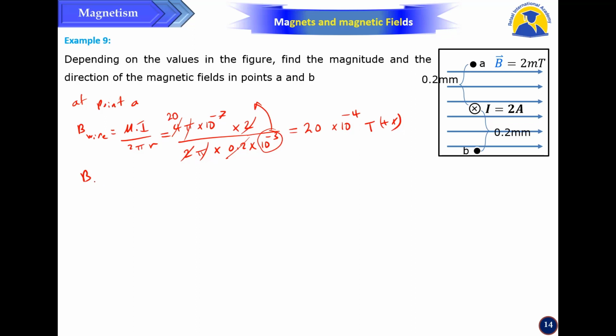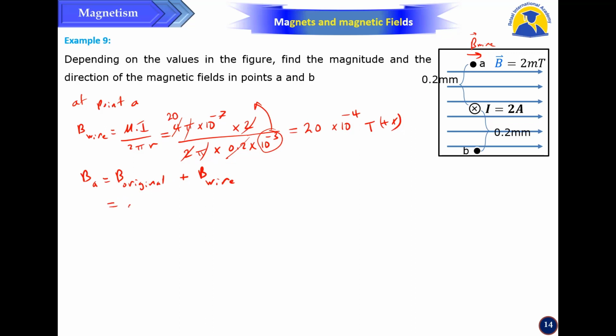So B at point A will equal B original plus B wire, because both in the right side. From wire, okay, the direction of magnetic field at point A from wire will be to the right. This one is wire, because the direction of current is inside the page, so the direction of magnetic field will be to the right at point A, this one.